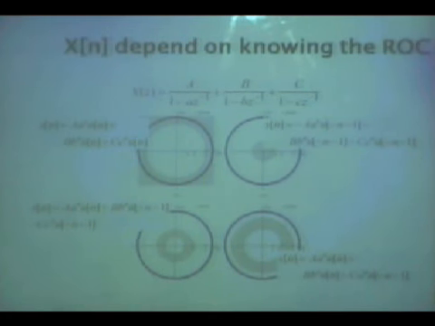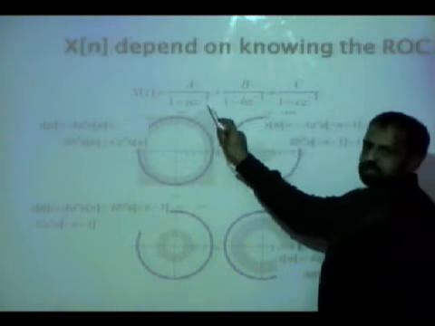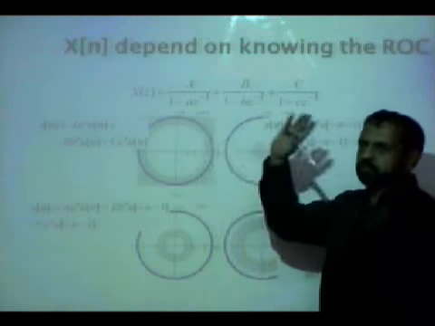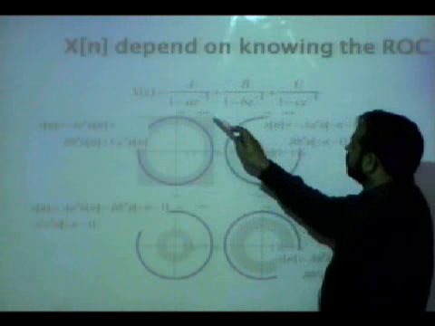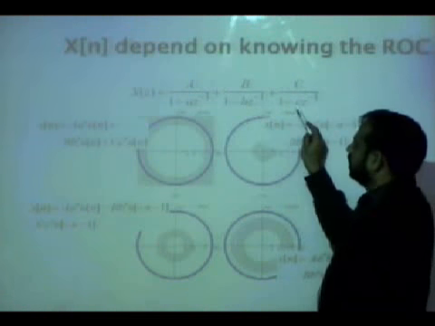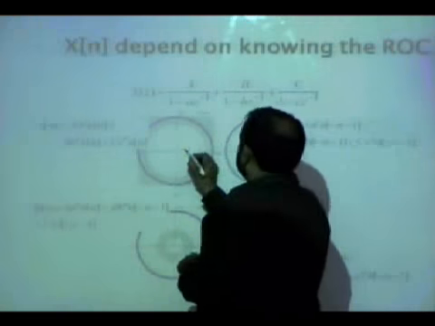So here is a good example which we already did. For example, you are asked to compute the inverse z transform of this, which is already in partial fraction form. You are given a over this plus b over this plus c over this. So there is a pole at a, a pole at b, a pole at c. So there are three poles.